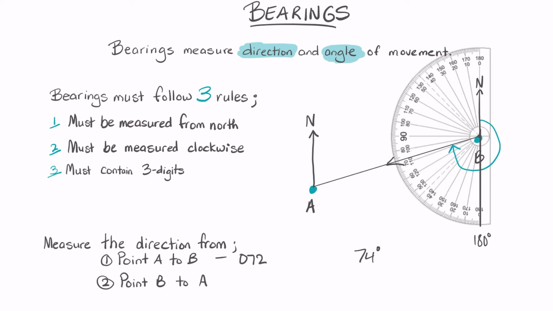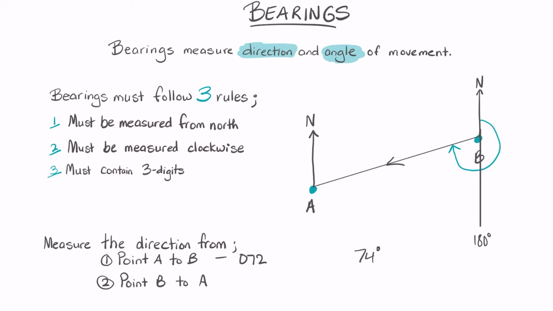So we're now going to add the 2 angles together to get the complete bearing. 180 degrees plus 74 degrees gives us 254 degrees. So the bearing is 254 degrees. And that's it for this lesson.